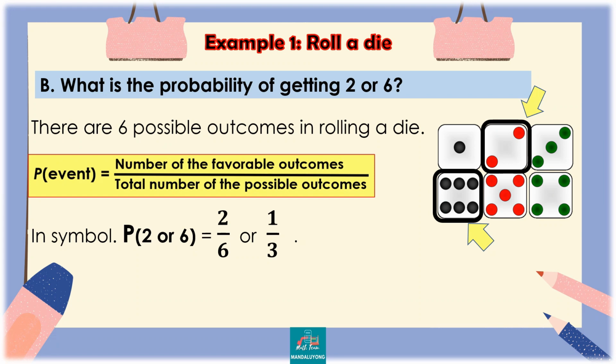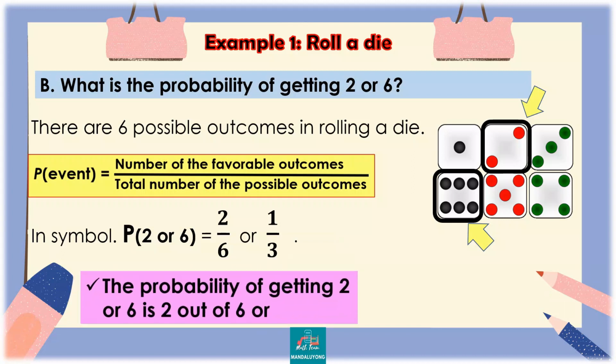Let us remember that we should express a fraction in lowest term. So, the lowest term of 2/6 is 1/3. Therefore, the probability of getting 2/6 is 2/6 or 2/6 equals 1/3.